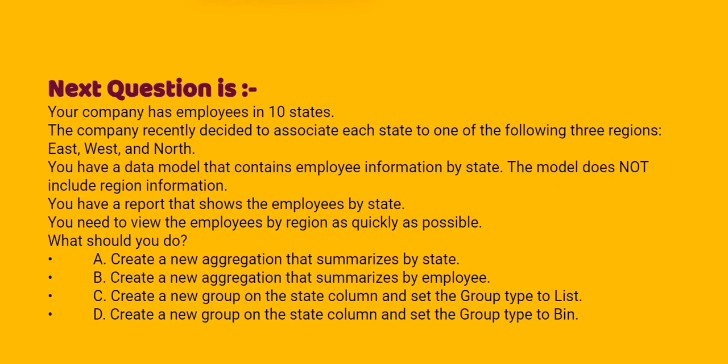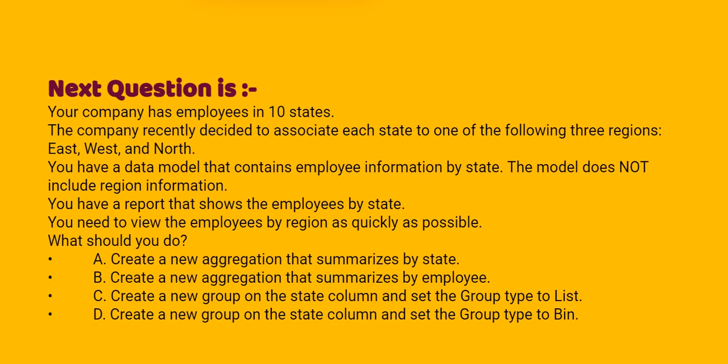Your company has employees in 10 states. The company recently decided to associate each state with one of the following three regions: East, West, and North. You have a data model that contains employee information by state. The model does not include region information. You have a report that shows the employees by state. You need to view the employees by region as quickly as possible.